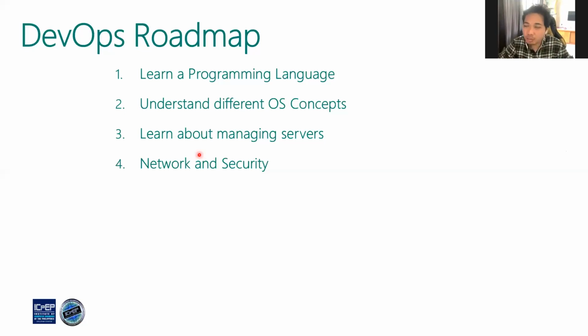Then you'll be done with this fourth stage of fourth step of becoming a DevOps. HTTP, what are the ports? Port 80, port 443, those things. All right.